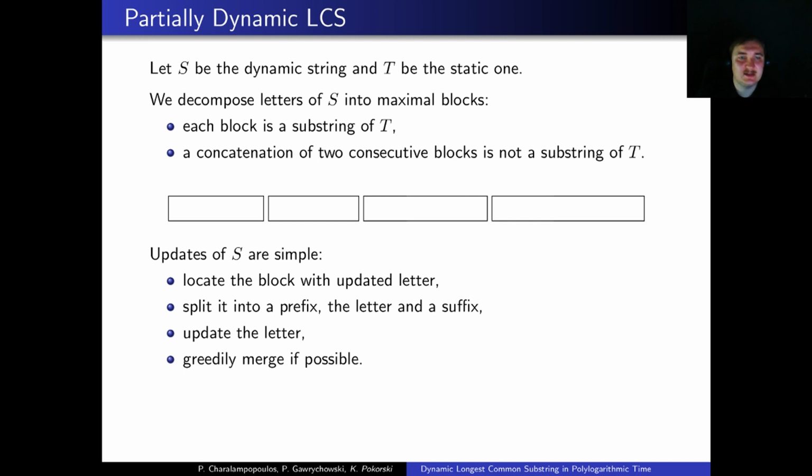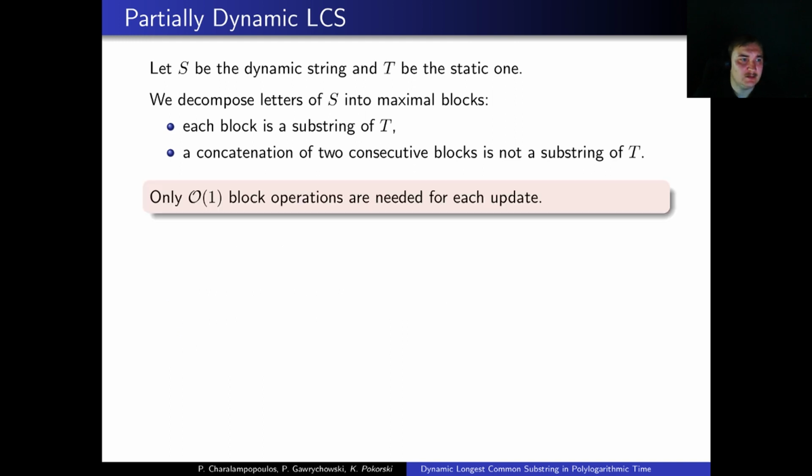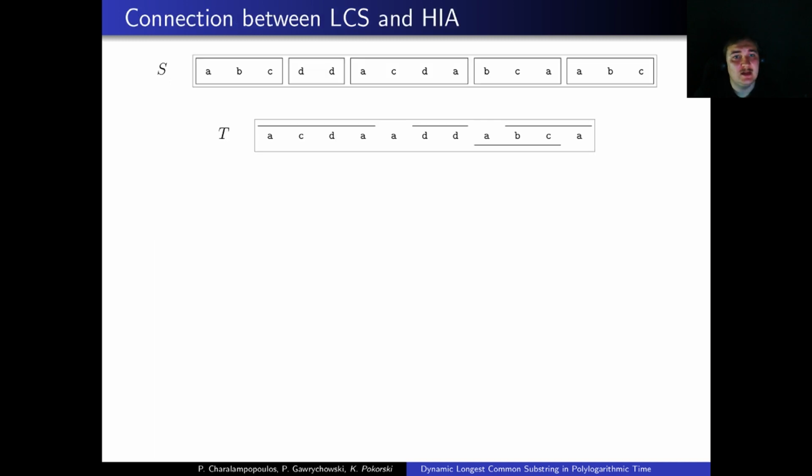This is done greedily, and it is only a local operation. Only a few blocks to the left and to the right of the updated letter need to be considered and potentially merged. And checking if we can merge 2 blocks, if they appear in T, is easy if we do the proper preprocessing of T. Because of this locality, only a constant number of block operations are needed for each update.